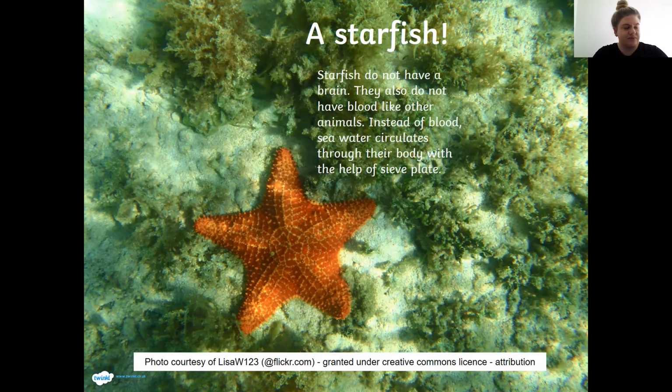Okay. So starfish, they find their food as well by using their sense of smell. And some starfish, this one here, let's count the arms on it. It's got 1, 2, 3, 4, 5. So it's got 5 arms, but some starfish actually have up to 40 arms.